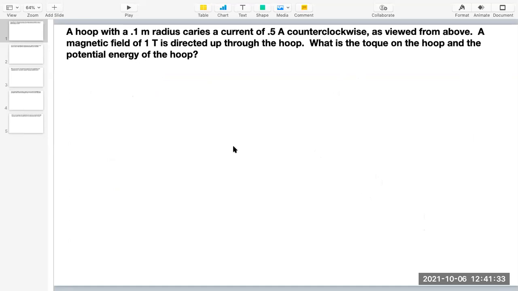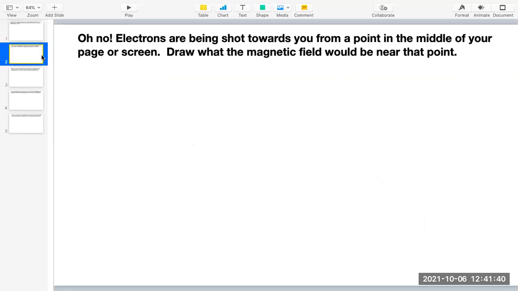And just a quick one for right-hand rules. So electrons are coming at you. Oh no. So they're moving out towards you in that direction. So just make a sketch of what the magnetic field would be due to this beam of electrons coming out of this point.